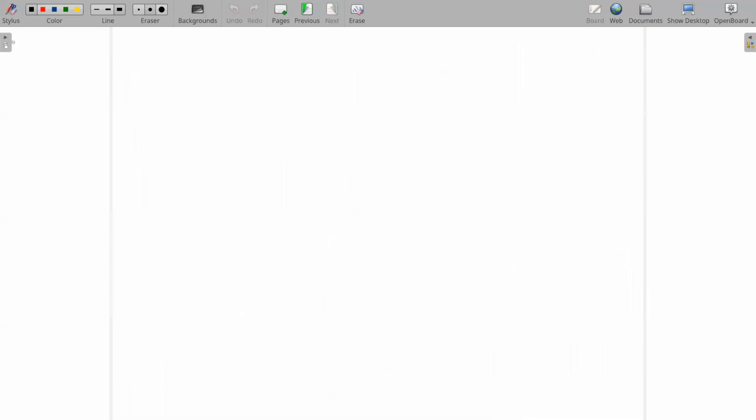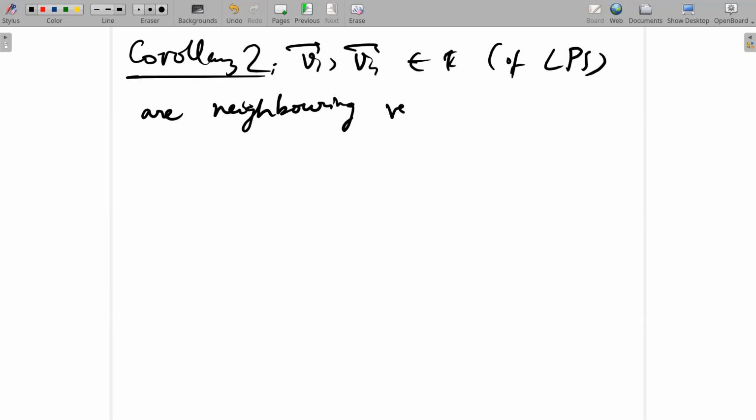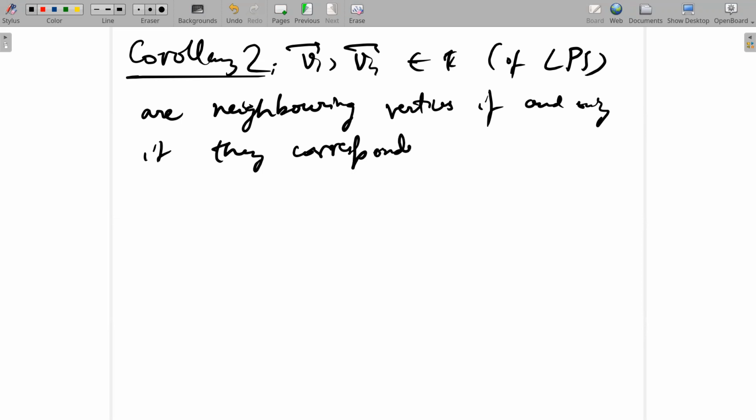Okay, and then corollary 2 is about neighboring vertices. This is the picture we wanted to clear up last time. V1, V2 in F of the LP are neighboring vertices if and only if they correspond to adjacent basic feasible solutions.